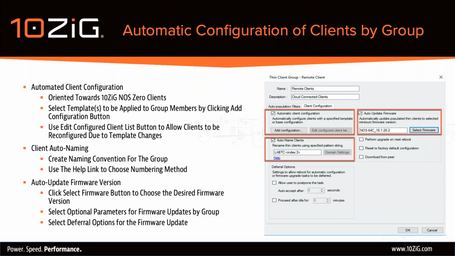Additional to that, we also have deferral options. We can allow the end user some control over this process by allowing them to postpone that task for a period of time that we can define, or we can allow it to proceed after that user's been off of the endpoint for a period of time. Let's go ahead and take a look at some of the options that we have for filtering inside of our groups.